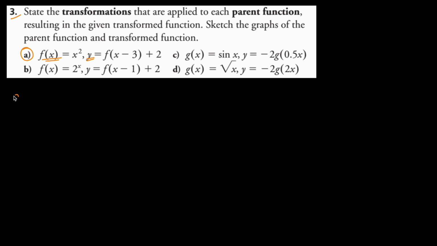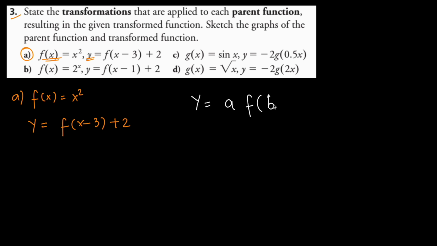Let's look at part A for now, which is my parent function f(x) equals x squared, and my transformed function is y equals f(x minus 3) plus 2. I am going to write the standard equation of transformation so that we can compare this equation with our standard equation. The standard transformed equation is y equals a f(b(x minus h)) plus k. This is my standard equation of transformation. Let's compare the given equation with the standard equation of transformation.